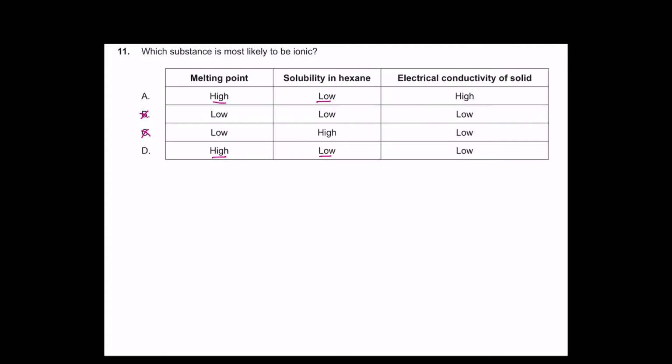Another thing is electrical conductivity of a solid. Ionic compounds do not conduct electricity in solid. They conduct electricity only in their aqueous state, like only when you dissolve the ionic compound in water, because in the solid form, the ions cannot move. So that's why they cannot conduct electricity. So option A also goes. So option D is the correct answer. The melting points of ionic compounds are high, they are not soluble in hexane, and electrical conductivity in solid state is low for ionic compounds.